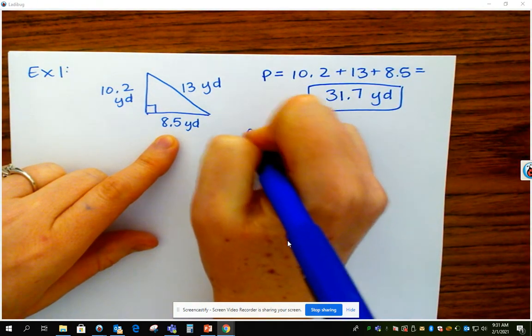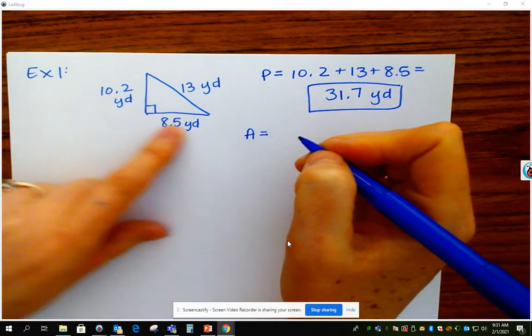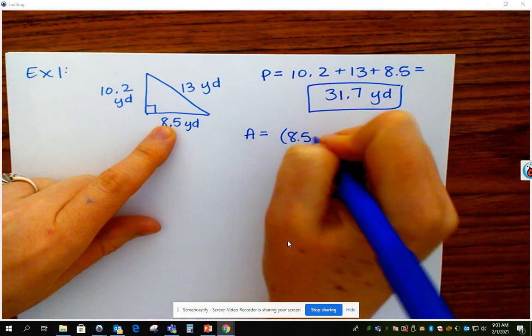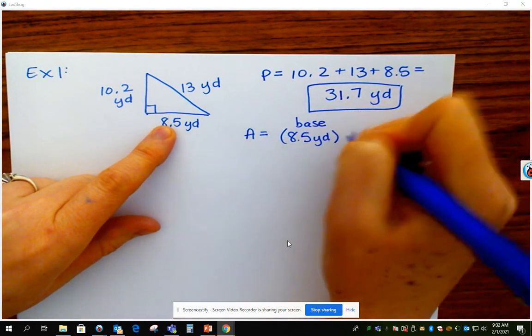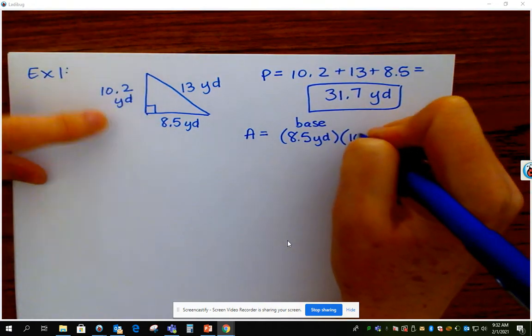When we do area, we're going to multiply the base, 8.5, this is the base, times the height, here, 10.2 yards.